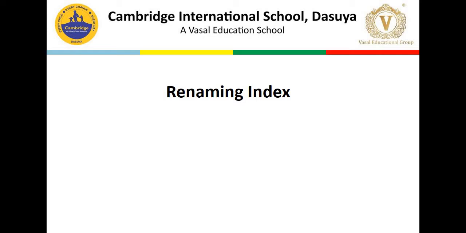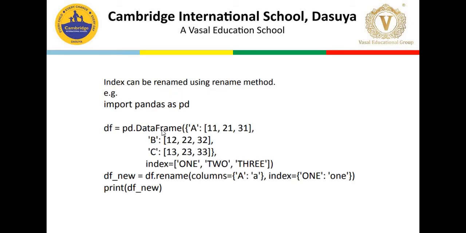So students, next we covered how to rename index. Like you see here, my three columns are A, B, C, and index values are 1, 2, 3. So I want to convert this column name A to small a and this index value 1 to small one. So for that we have the rename method, by which we can rename our index.